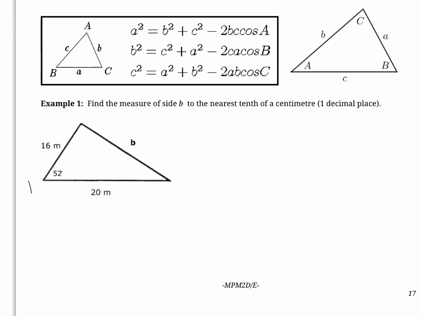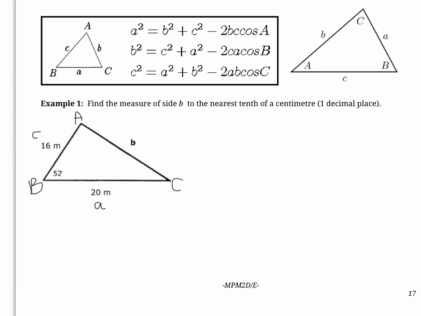So let's label the rest of this triangle. We can make this angle B. Maybe we choose to make this angle A. Here's little a, side a, and we can choose this as angle C and this is little c. So if we were to use sine law, we would write out the sine of our angles over the corresponding sides as a ratio. So let's go ahead and write them out.